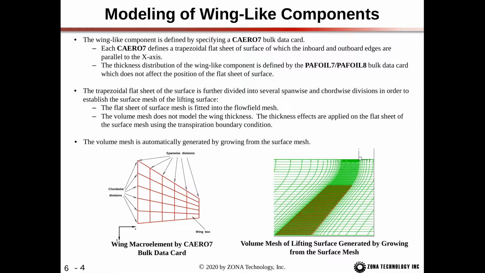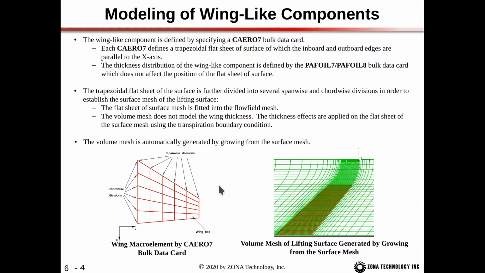The flat sheet of surface mesh is fitted into the flow field mesh, as shown here in the top-down view, and the volume mesh does not model the wing thickness. The thickness effects are applied on the flat sheet of the surface mesh using the transpiration boundary condition. And then the volume mesh is automatically generated by growing vertically from the surface mesh.